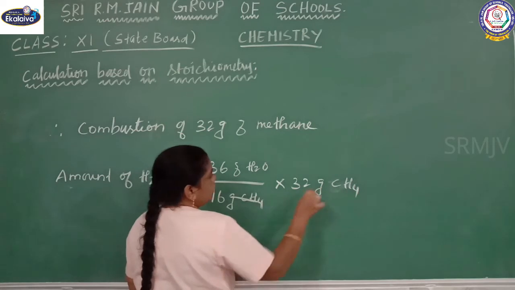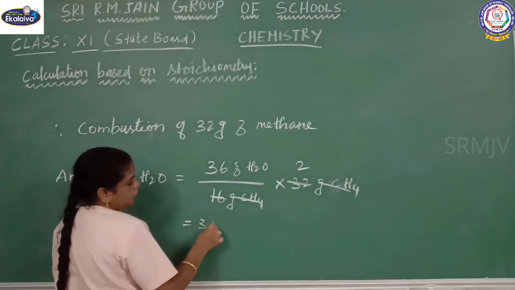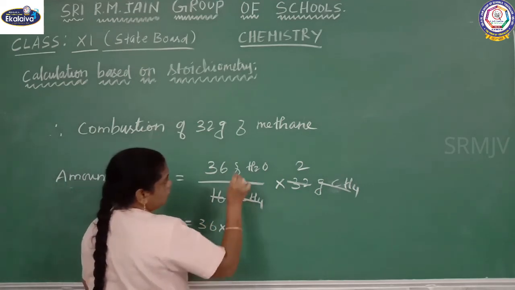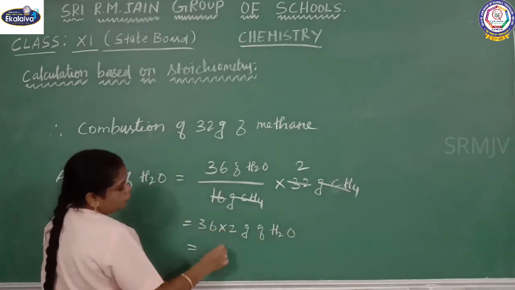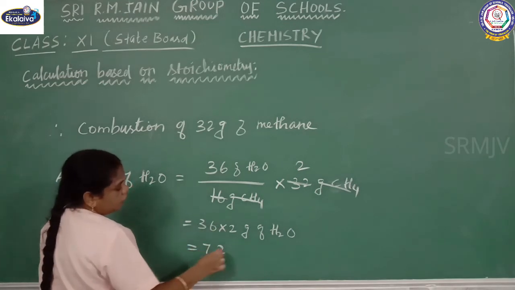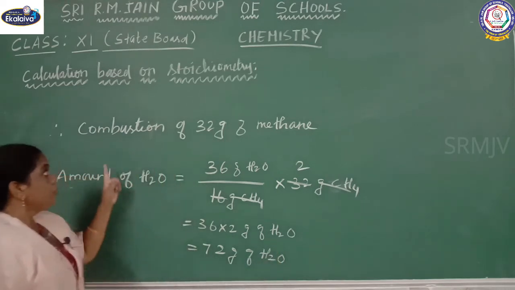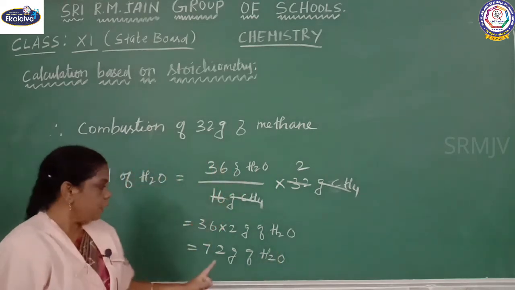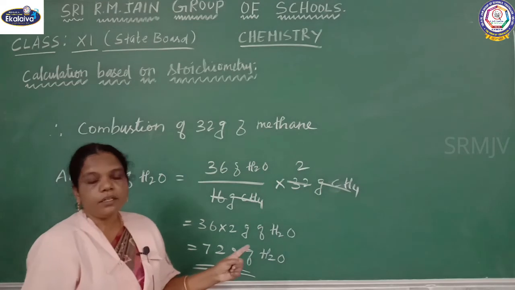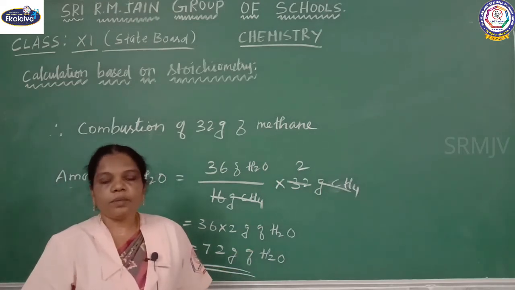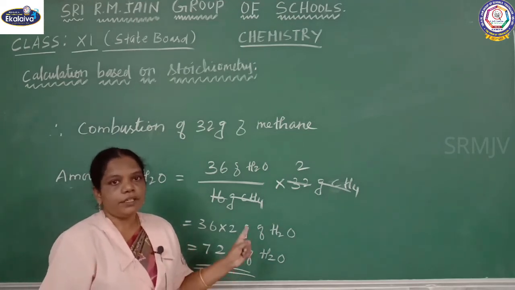So now methane gets cancelled and 16 goes 2 times. Now you multiply this 36 into 2 grams of water. So 6 2s are 12, remainder 1, 2 6s are 12, 72 grams of water. So if you burn 32 grams of methane, it produces 72 grams of water. So by this you came to know the amount of the reactant as well as product by changing the amount as well as the number of moles by the stoichiometric equation.